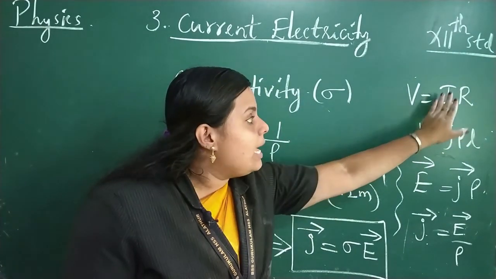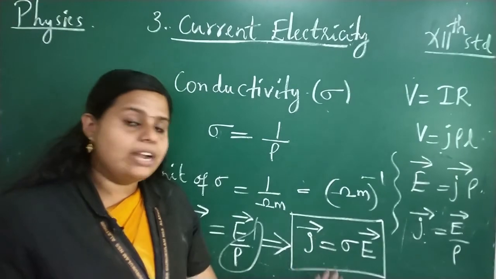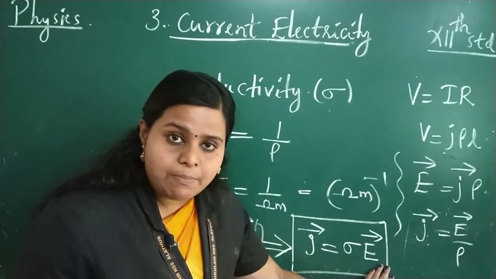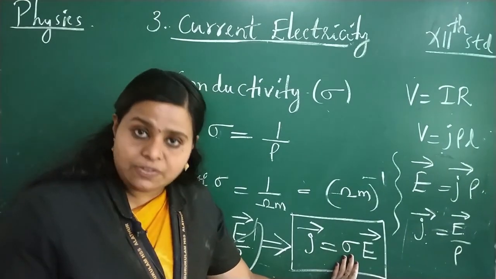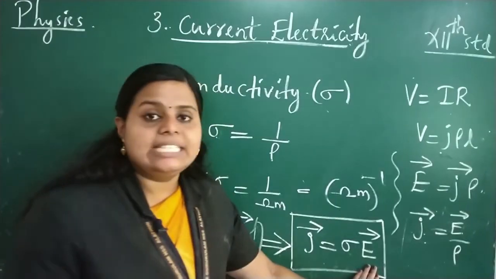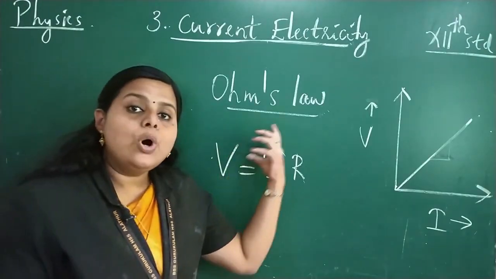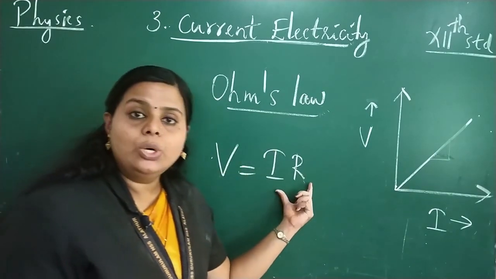So similarly, an expression in the equivalent form is J equal to sigma E, where J is the current density, sigma is the conductivity of the material, and E is the electric field. Now Ohm's law, that is V is equal to IR.